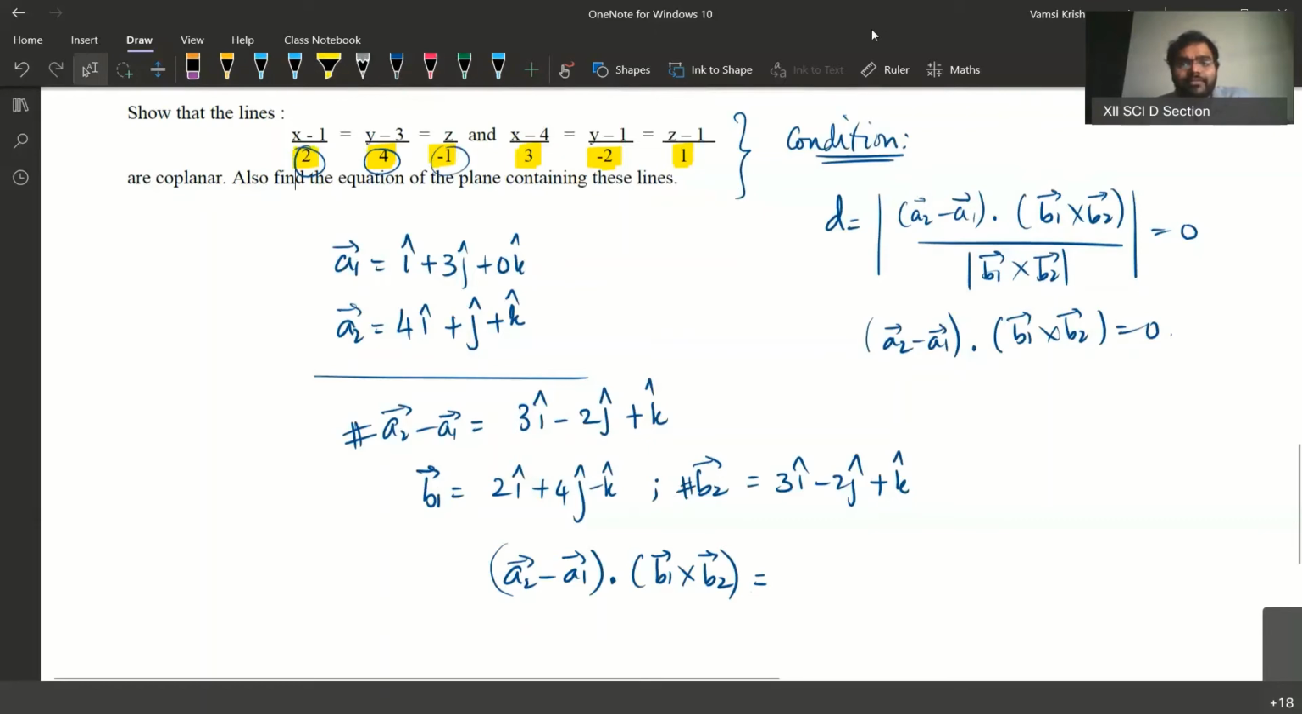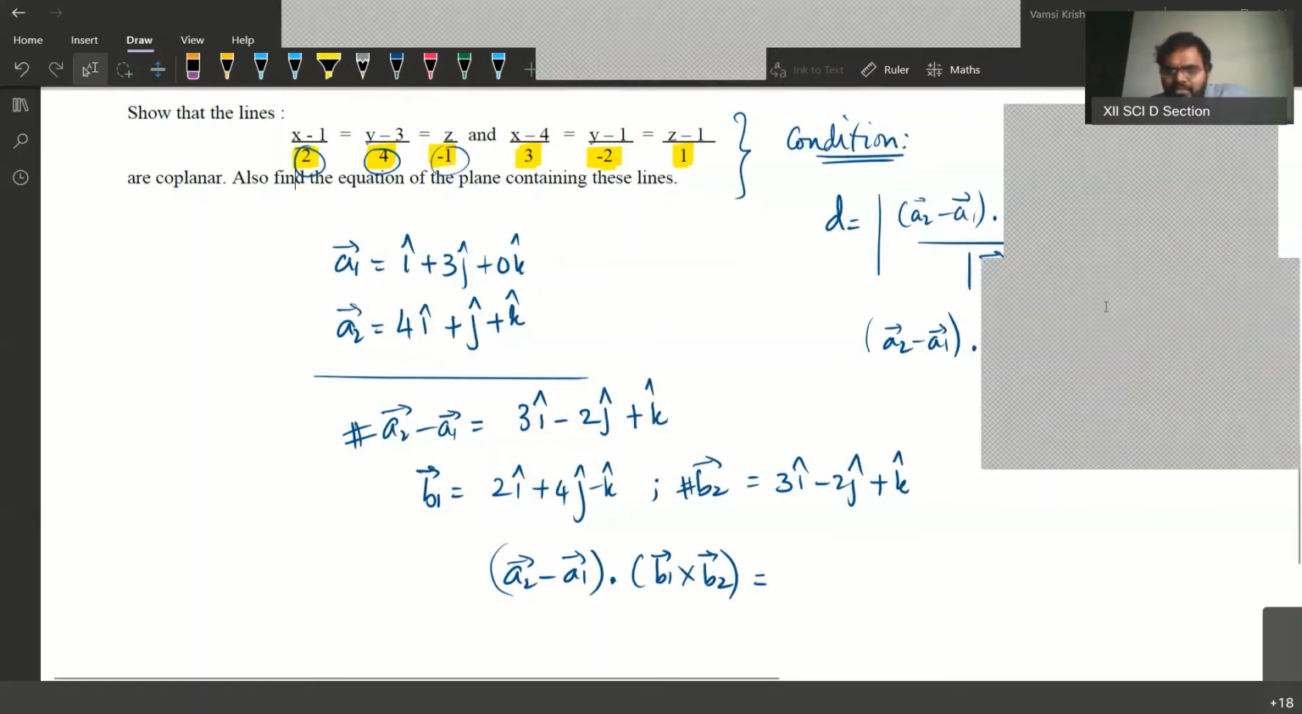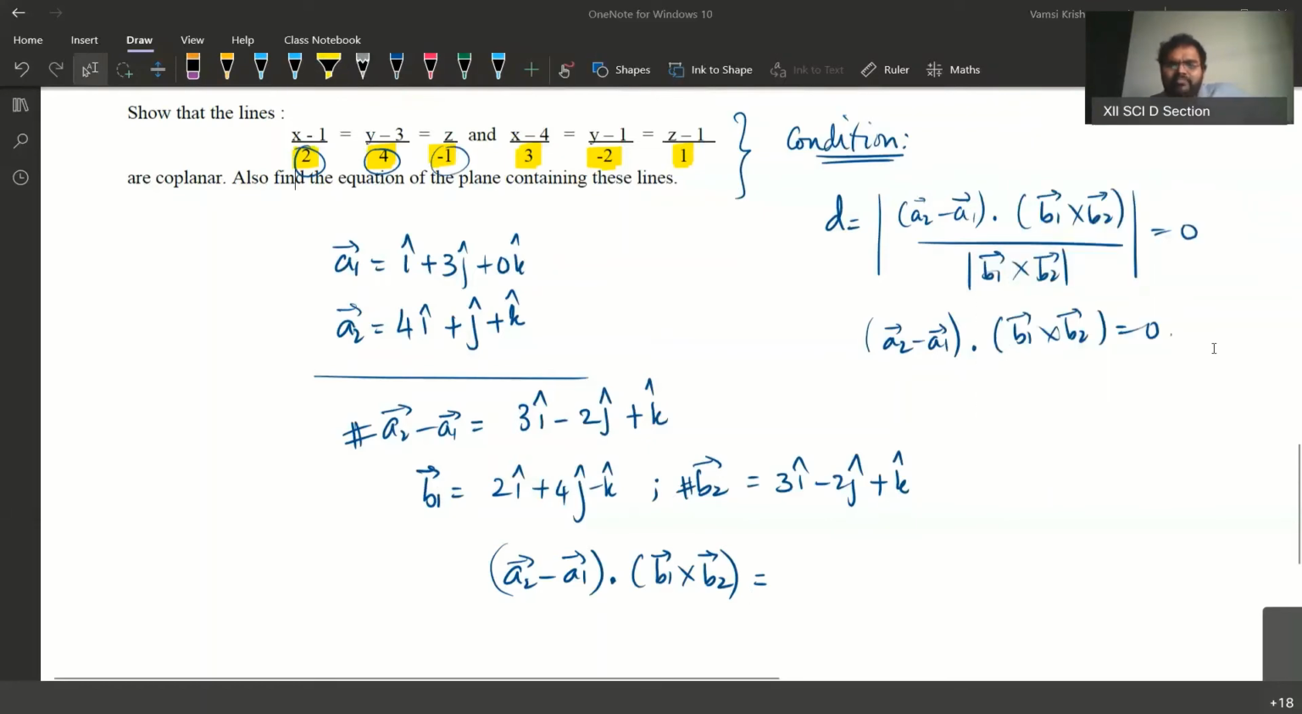There is one query in the chat box. Even when they don't intersect but have proportional direction ratios, are they coplanar? Absolutely. When two lines have proportional direction ratios, they are parallel to each other. And parallel lines will always form a plane.